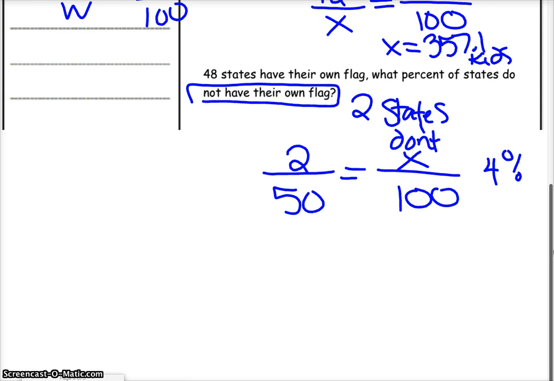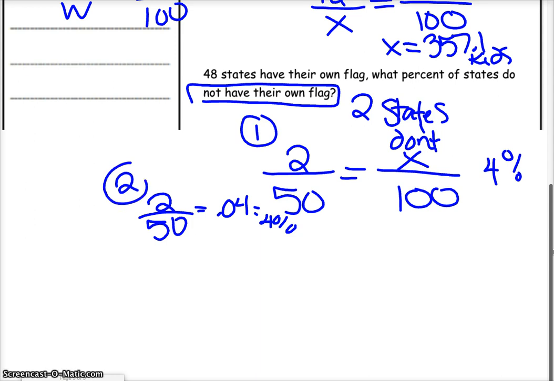I personally wouldn't have come up with a proportion for this. My personal strategy, I would have said 2 out of the 50 don't, and then I would just go 2 divided by 50 in my calculator, and I get 0.04, which is 4%. So you could use proportion strategy or just normal converting strategy, whatever you like best. Okay?